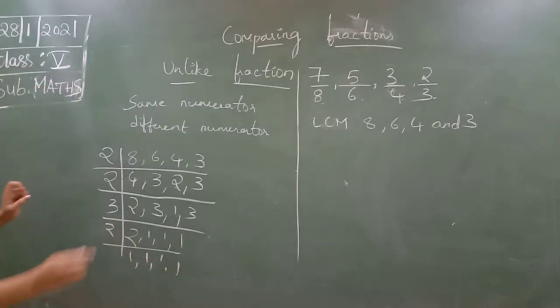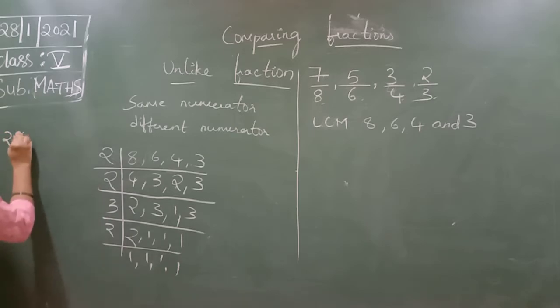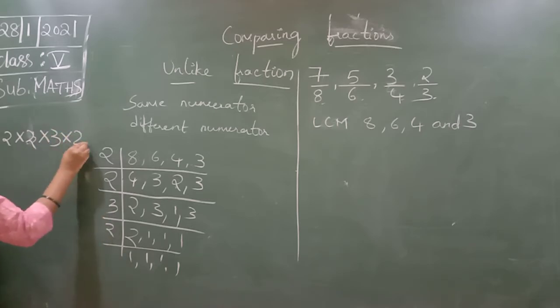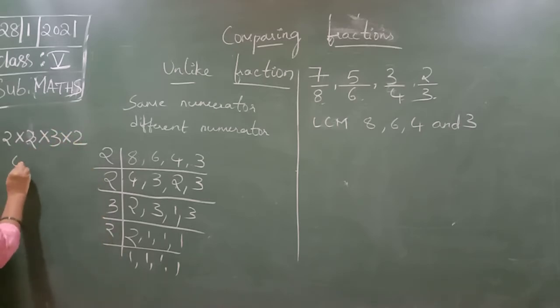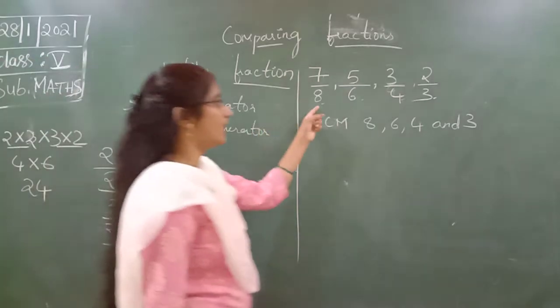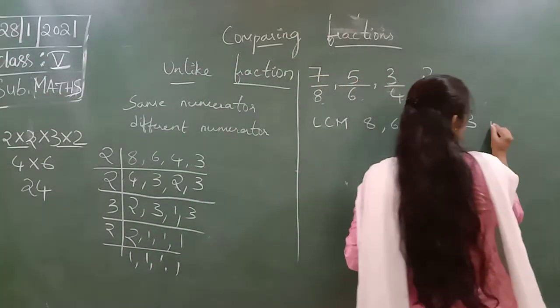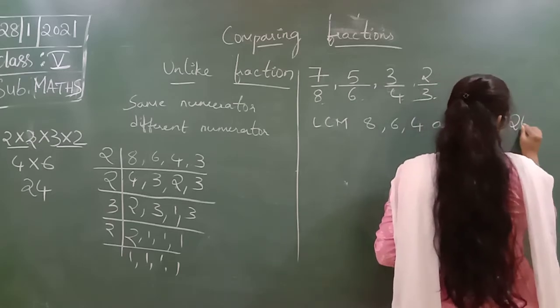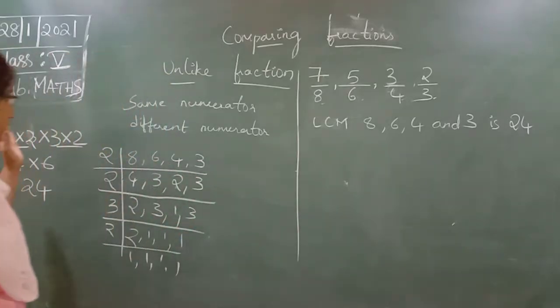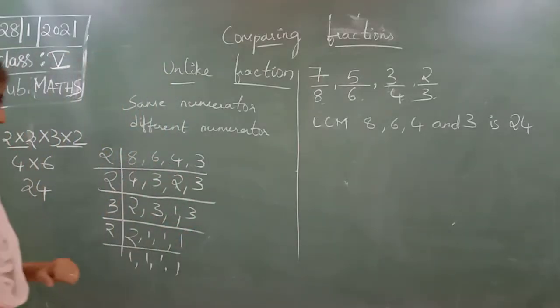Now we have to multiply all these numbers. 2 into 3 into 2 into 2, 3 into 2. Now 2 2s are 4. 4 into 3 is 12, 2 6s are 12. Multiply this 2 and 2. That's the answer, 24. The LCM of 8, 6, 4, 3 is 24.